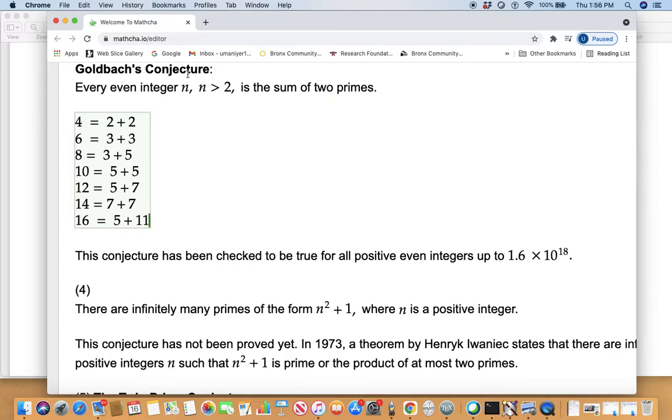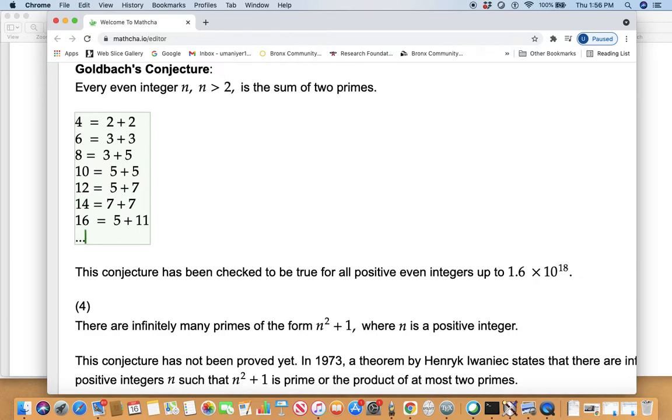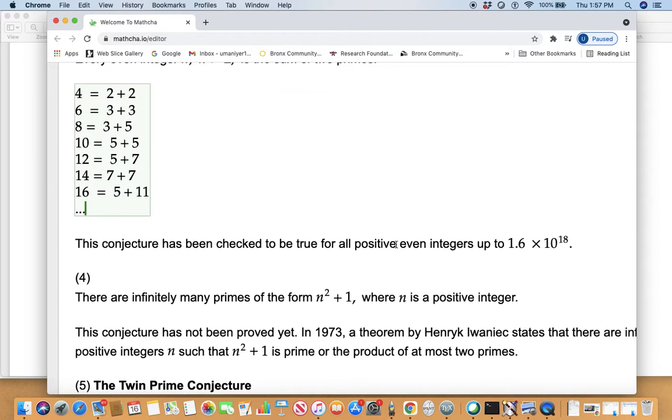The conjecture is that for every even integer, you can always keep finding such a sum. Well, it has not been proved, but it has been checked to be true for all positive integers up to, imagine that, 1.6 times 10 to the 18. So a lot of work has gone into it. I'm sure computer time has gone into checking until this, but there is no proof that it will always work. Okay? It's believed to be true.